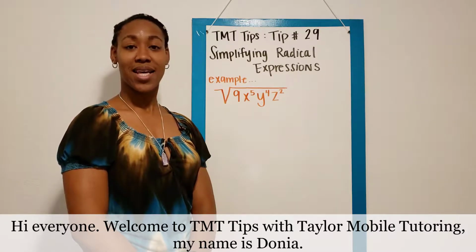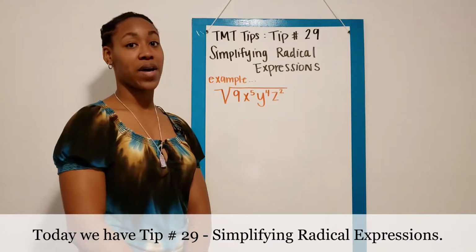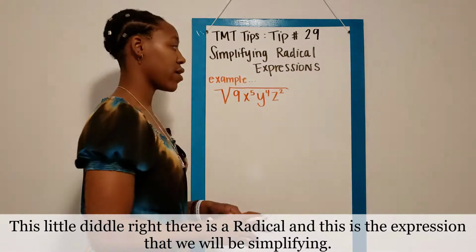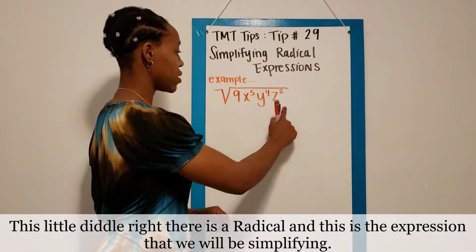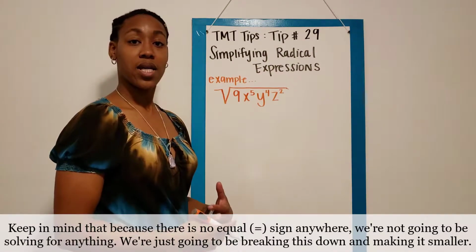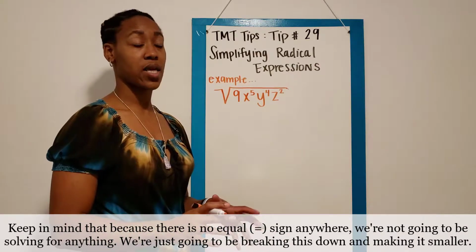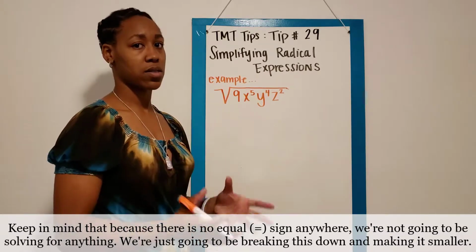My name is Donia. Today we have tip number 29, simplifying radical expressions. This little diddle right there is a radical, and this is the expression that we will be simplifying. Keep in mind that because there is no equal sign anywhere, we're not going to be solving for anything. We're just going to be breaking this down and making it smaller.